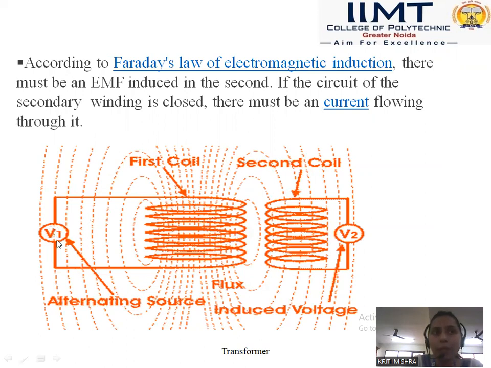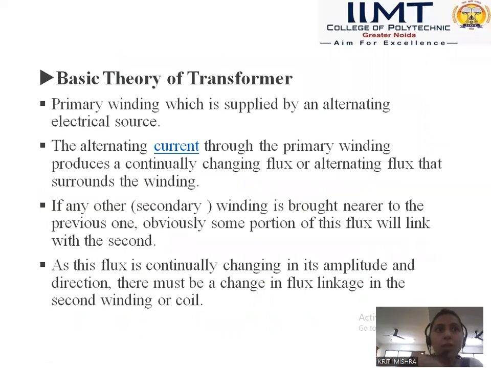When we supply V1 to this winding, flux will be generated in the primary winding, and it will link up with the secondary coil. This is known as flux linkage, which I mentioned in the previous slides that I would explain later. So this is called flux linking from the primary to the secondary.